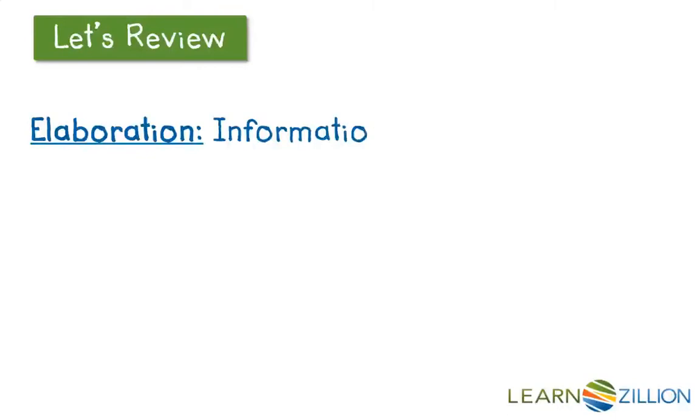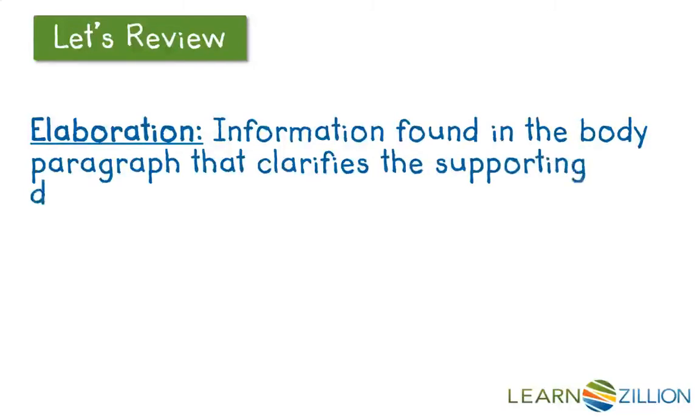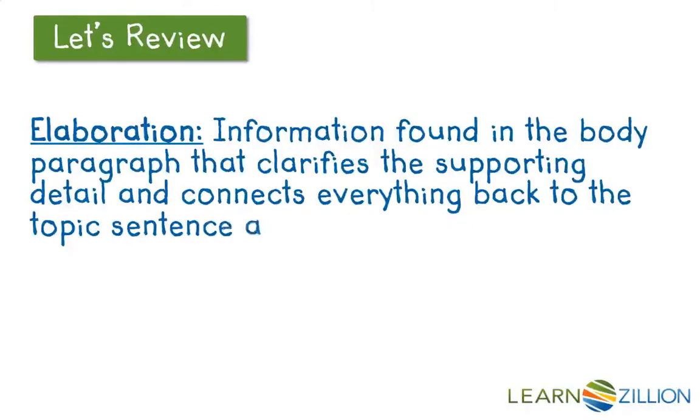Elaboration, even more specifically, is information found in the body paragraphs that clarifies or explains the supporting details. It gets more specific about whatever the supporting detail is claiming. The other thing that elaboration does is it connects everything back to the original arguments, the argument in the topic sentence and the argument in the thesis statement.